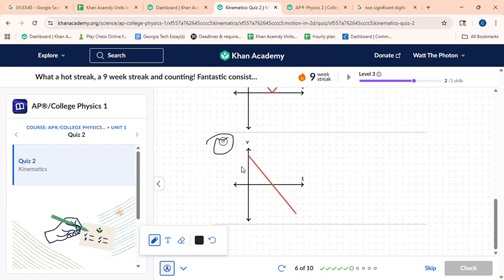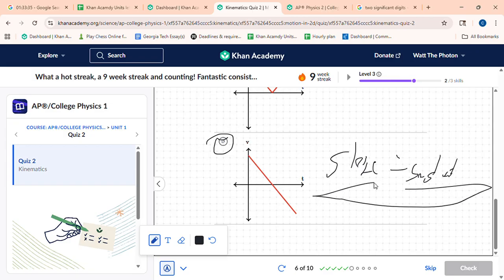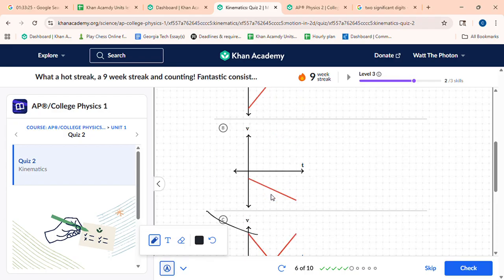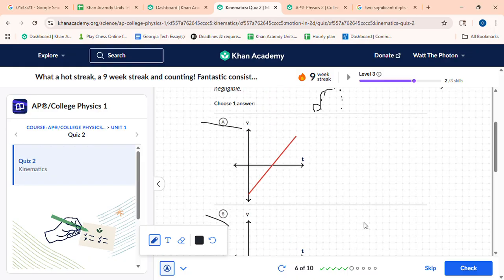So you have a constant acceleration, so the slope is constant. This goes up, hits a point, which is the intercept right here, the apogee, and comes down. So that's wrong, that's wrong, that's wrong.